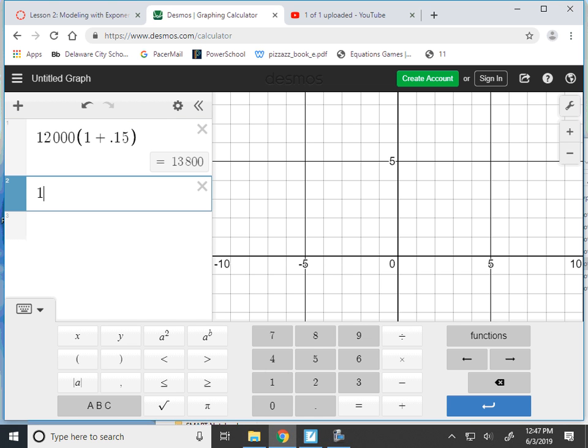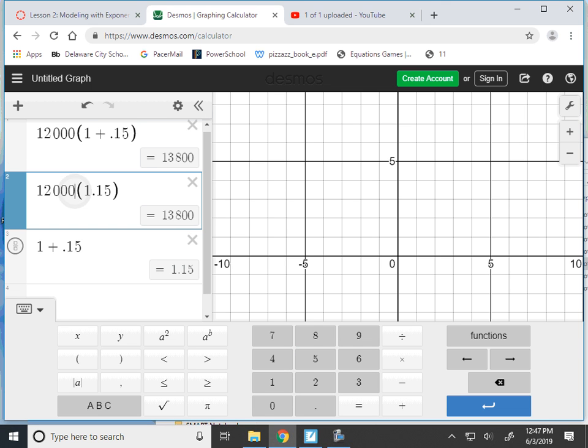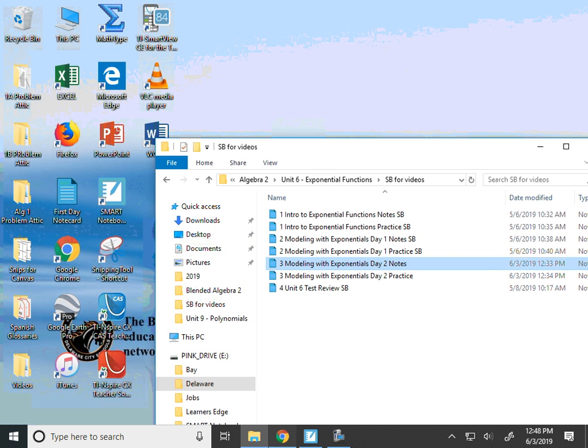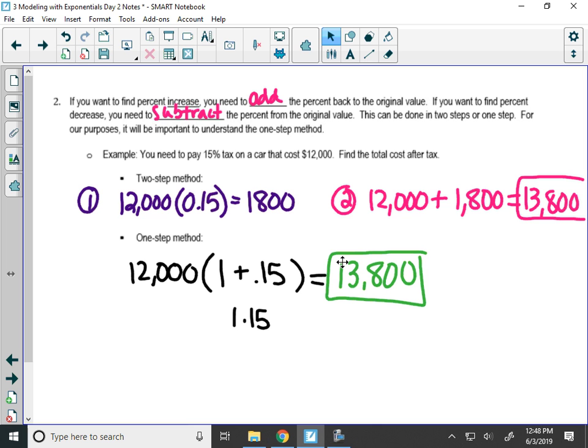And I can do the same thing if you don't want to write the plus sign as just 1.15, because 1 plus 0.15 is 1.15. That's where I got the second one from. It gives me the same answer, so it does not matter which one you choose. So it turns out that the one-step and the two-step method both give me the same answer. The two-step method is a little bit faster because there's a little less calculating to do.